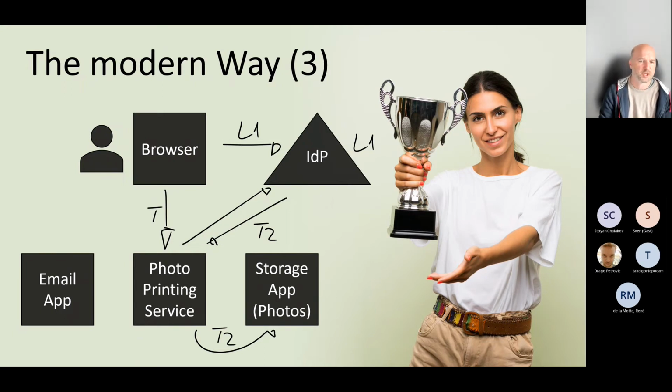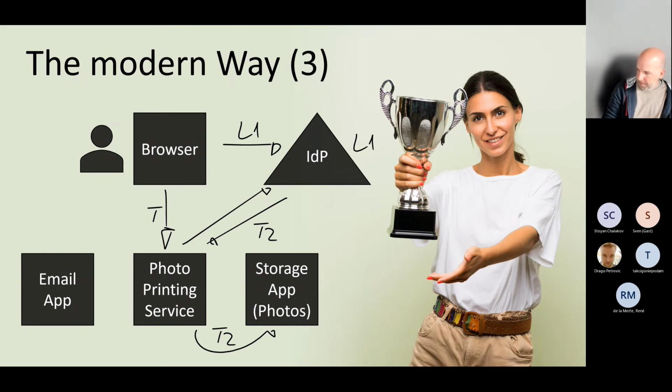this is a much more secure way because I don't need to have additional accounts. I don't need to have my identities somewhere stored in the photo printing service. And that's the important thing. So my username and my password and everything that belongs to my identity is always stored in the IDP only. Photo printing service does not know about anything. It'll just contact the IDP and get that token to then authenticate to the storage app.